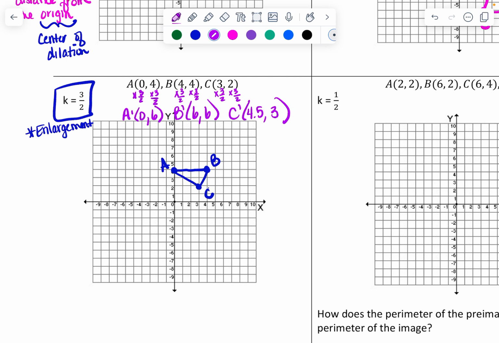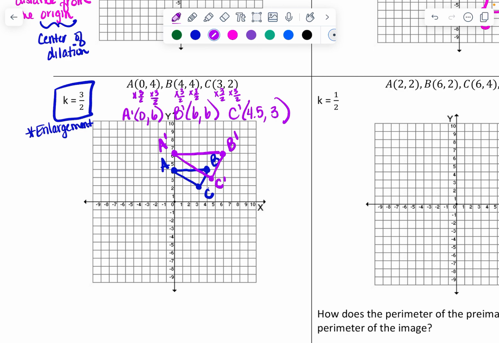Let's go ahead and graph these. So left to right 0, up 6 is A prime. 6 comma 6 is B prime. Now I'm just going to go over to 4.5, so in between 4 and 5. And I'm going to go up 3 is C prime. A little 0.5. You guys will be fine. So you can see it got a little bit bigger and a little bit further away from the origin. Specifically 1.5 times bigger, 1.5 times as far away from that origin.